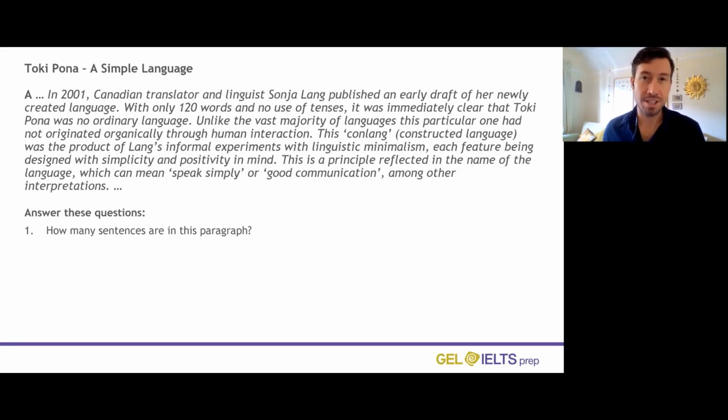Okay, so let's look at this together. Well, sentences are easy to see because they'll always have a stop. So we can see we've got one stop here. That's one sentence. We've got another stop here. So that's two sentences. There's another stop there. So that's three sentences. There's another stop there. That's four. And then there's a stop there. So there's 5 sentences in this paragraph.